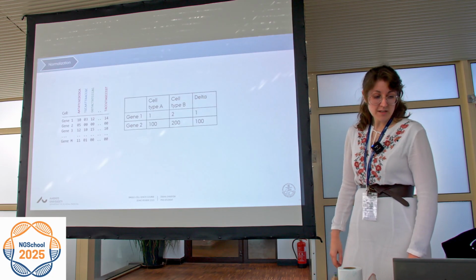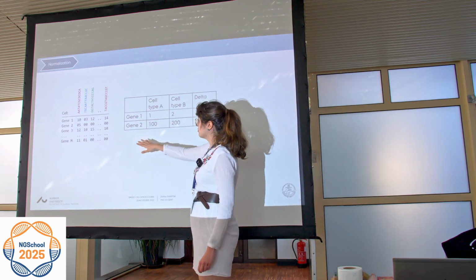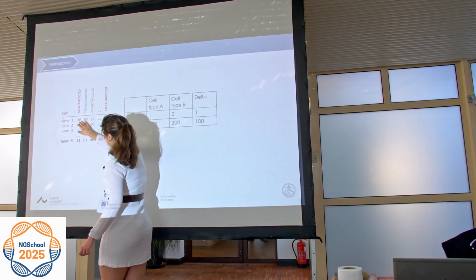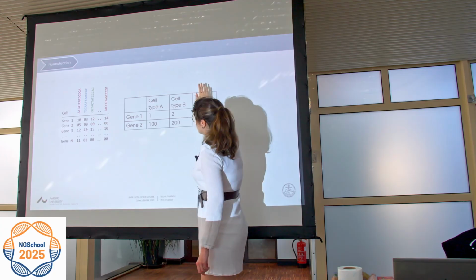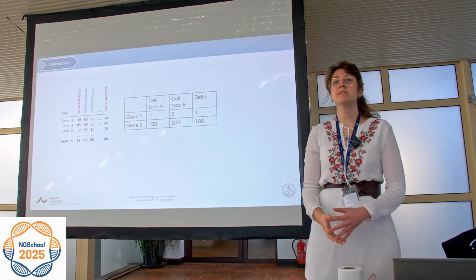Let's continue to normalization. Okay, you have cleaned up your count matrix. Then you have row counts. And now I have the next question. What is the distribution of single-cell RNA sequencing data?